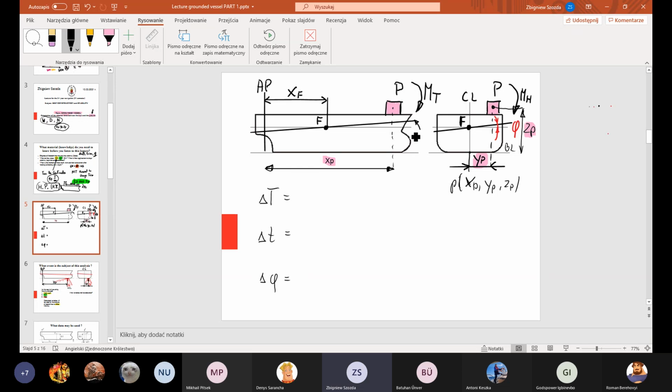Here we have initial waterline, and here we have final waterline. Change of trim will be probably, okay, I cannot show change of trim. It is too complicated, so I will delete this. Fine.